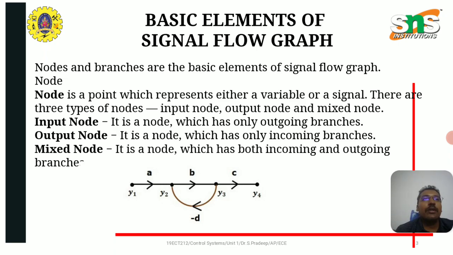An input node is a node which has only outgoing branches. An output node is a node which has only incoming branches. A mixed node is a node which has both incoming and outgoing branches.